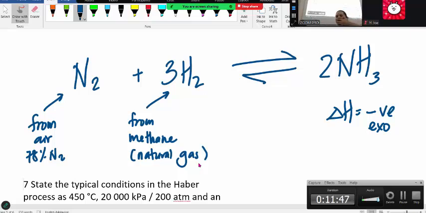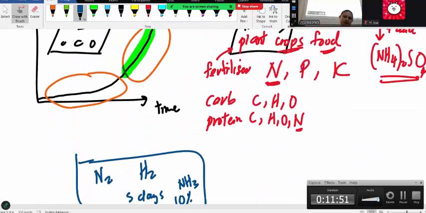Can you write down this equation first? Scroll up. Okay, which one do you want to write?